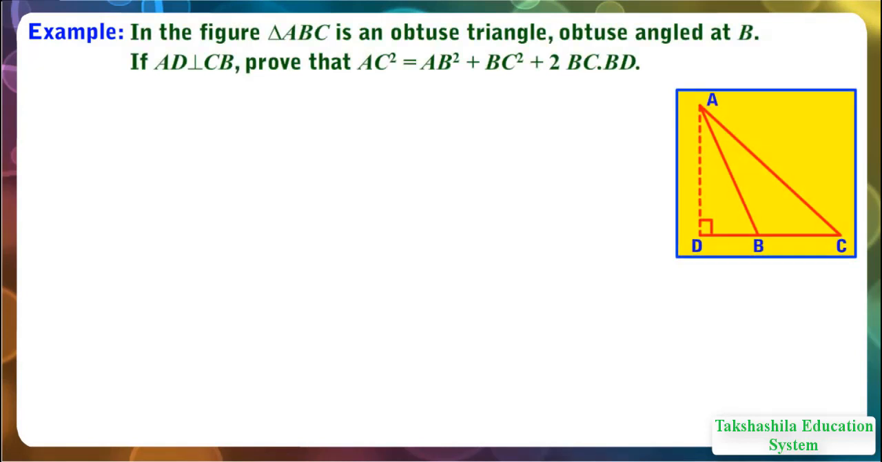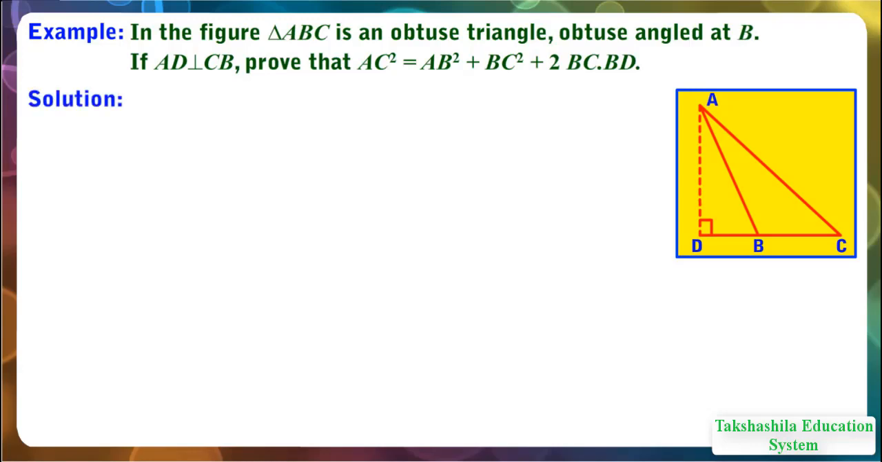Let's take the next example. In the figure, triangle ABC is an obtuse triangle, obtuse angled at B. If AD is perpendicular to CB, prove that AC square is equal to AB square plus BC square plus twice BC into BD.